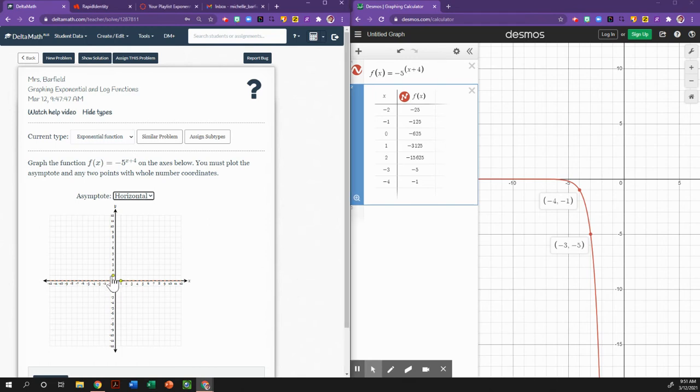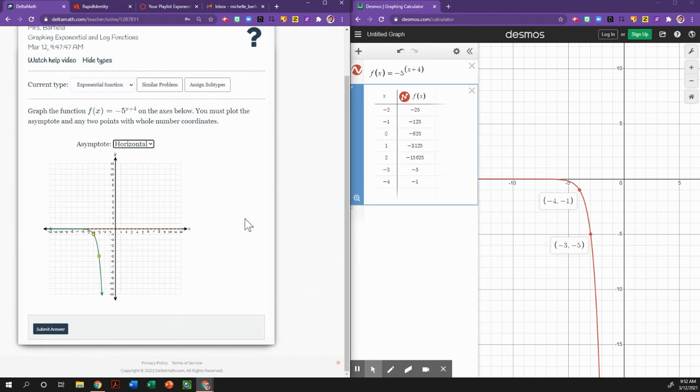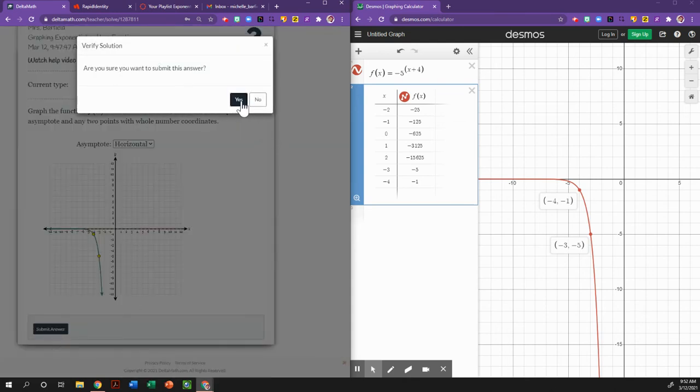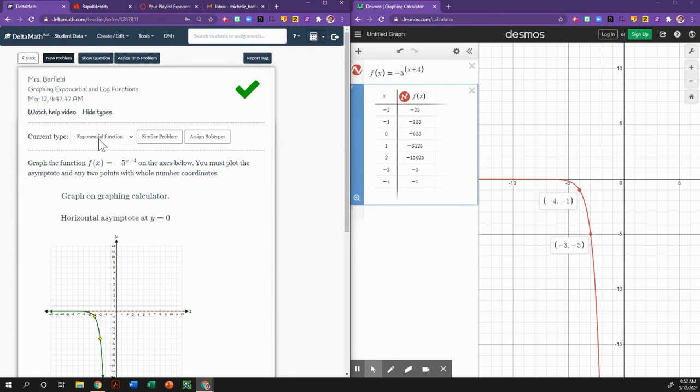So I'm going to take this yellow dot. I'm going to go over here to -4 and -1. I'm just going to stick it there. All right, and now I've got -3, -5. So -3, I'm going to bring it down to -5. And then I'm going to click on it. All right, and you can see now my picture looks really similar to the picture that I have over here. Now, you might get a couple wrong as you're doing this. You're just going to have to try again. Okay, so submit answer. Yes, I got my green check. Okay. All right, so let's try this again.